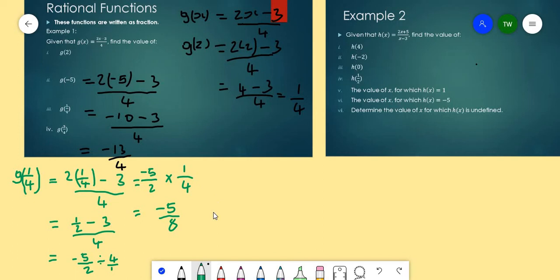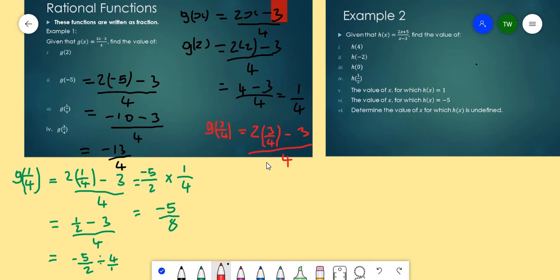Now we are also asked to find g of 3/4. So we want to find g of 3/4. G of 3/4 is going to equal 2, replace x with 3/4. So it's going to be 2 times 3/4 minus 3, and all of that over 4.